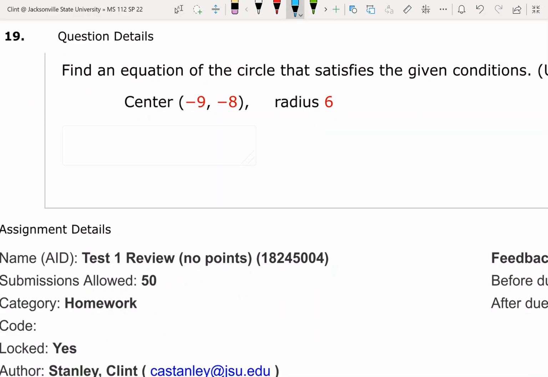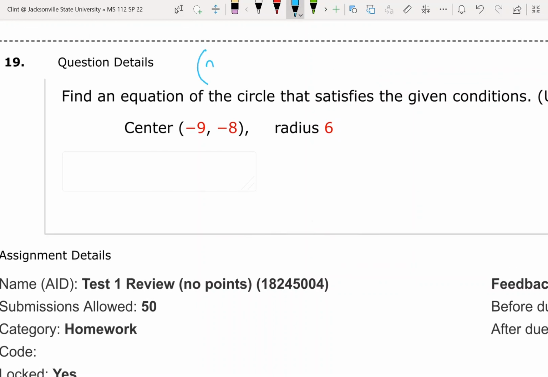I just want the equation of the circle, and I'll give you the standard form. I just want to see if you can plug it in. So I guess we do have two formulas. On this one, the number with x will be our h. Negative 8 will be our k. Radius is our r.